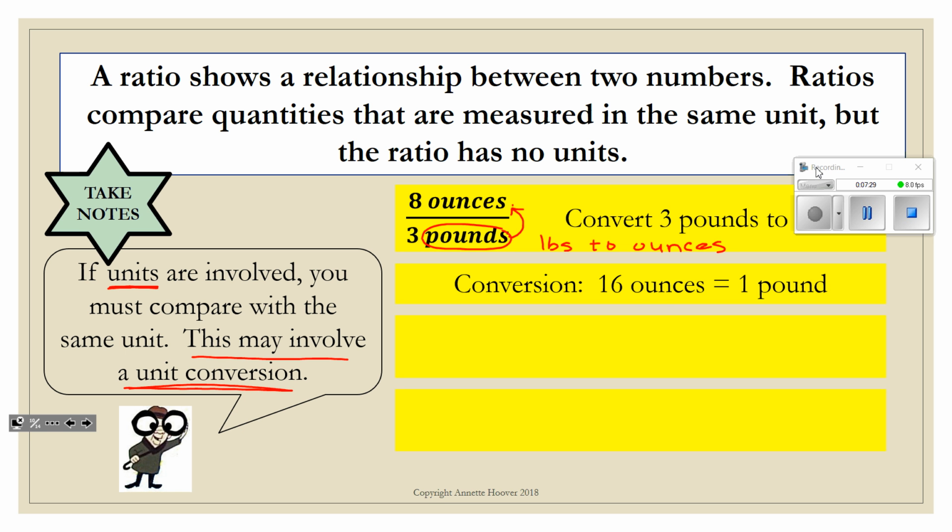So since there's 16 ounces in a pound, I'm going to take the 3 pounds and multiply it times 16 because there's 16 ounces in each one of those pounds. And 3 times 16 would be 48. So now we have rewritten it using the same unit of measure. So our 8 ounces to 3 pounds is now written 8 ounces to 48 ounces. You convert the larger to the smaller. Then we can simplify it. And 8 and 48 are both divisible by 8, so it would be 1 to 6.